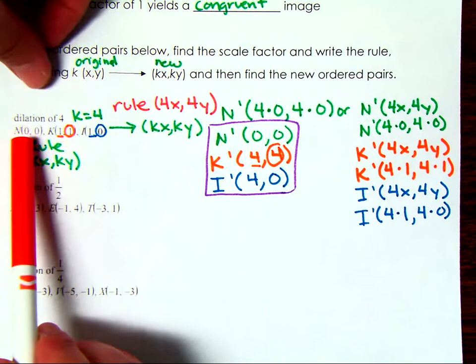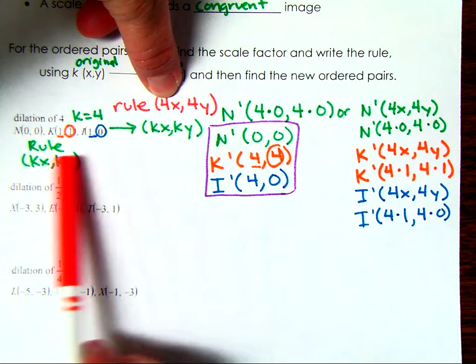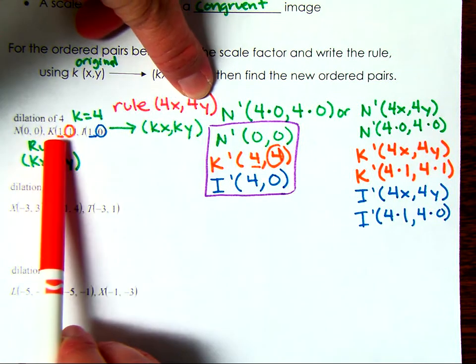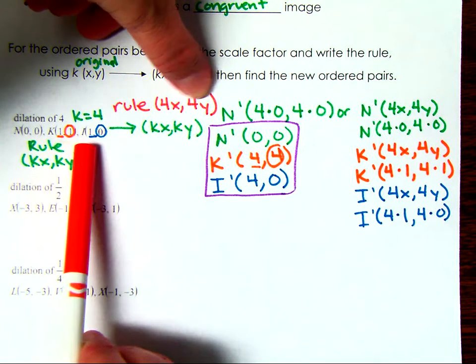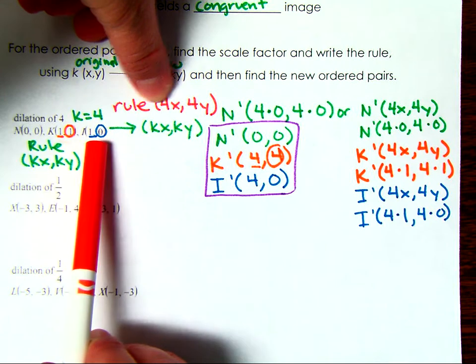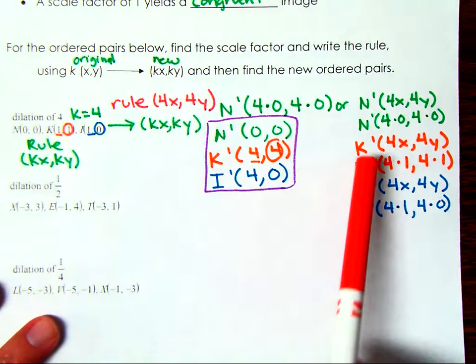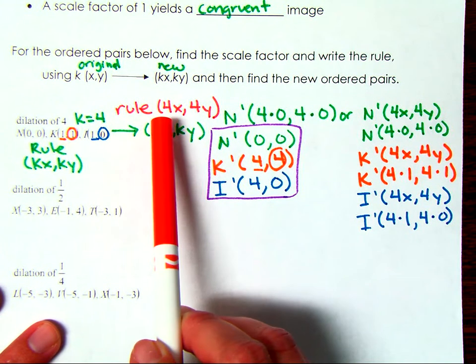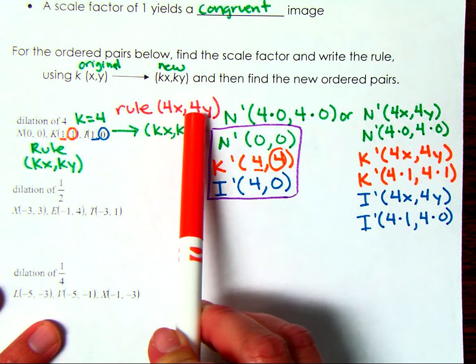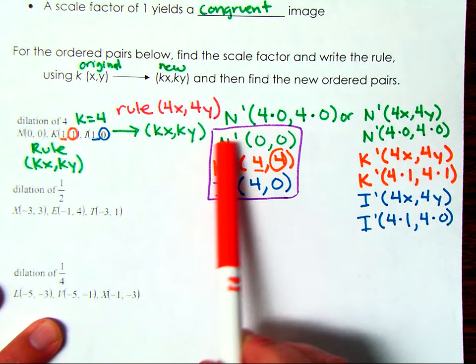Okay? So here again, look, 4 times 0, 0. 4 times 1, 4. 4 times 0, 0. So this is the rule itself for this problem. We put our scale factor in front of x as well as our scale factor in front of y, and these are your new ordered pairs.